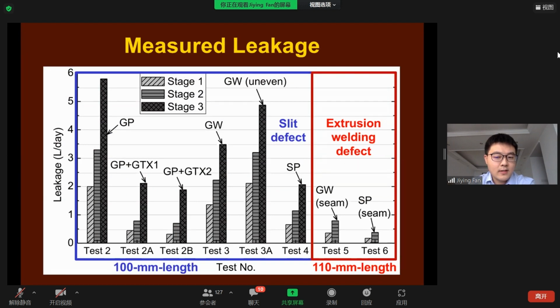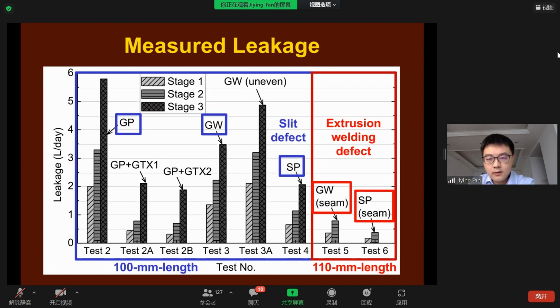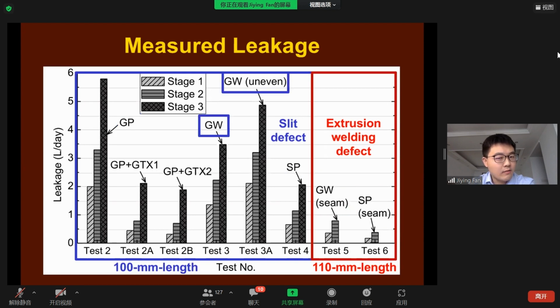And here's a figure showing the measured leakage. We can find that for the same subgrade, leakage through the slit defect is greater than leakage through the extrusion welding defect. And also, with increasing subgrade unevenness for the well-graded gravel subgrade, there is an increase in leakage.